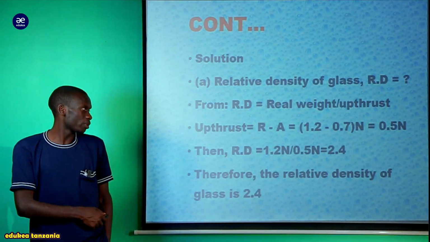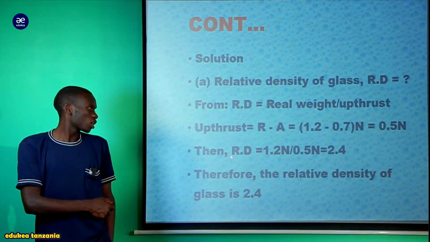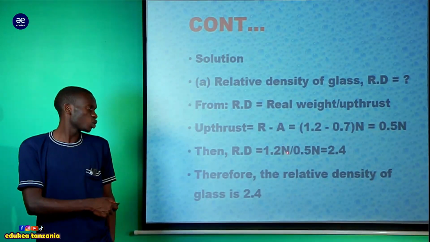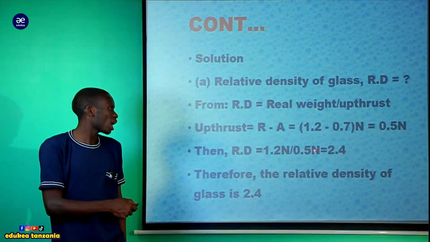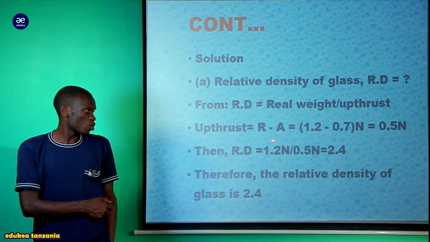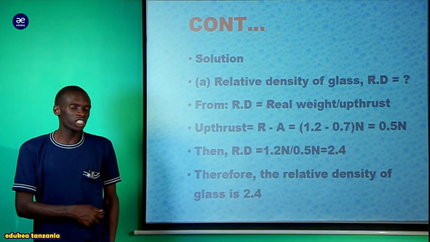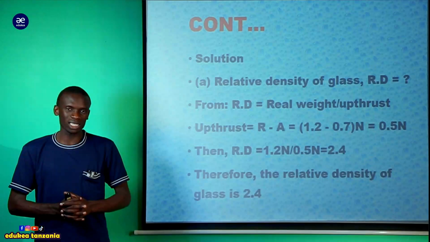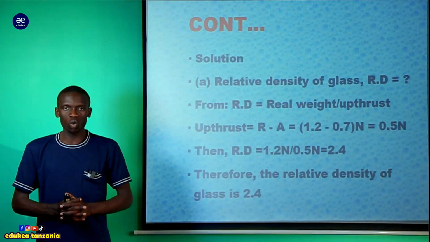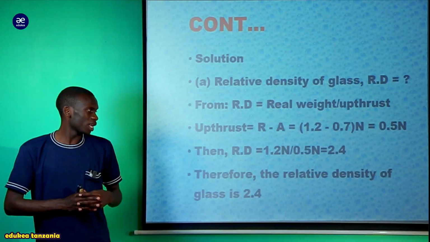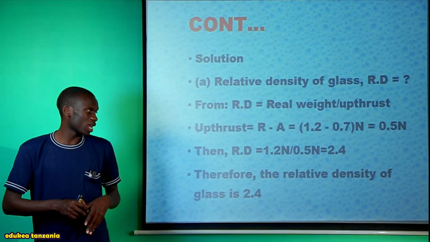So relative density is equal to real weight over upthrust, then real weight is equal to 1.2 Newton over upthrust, which is 0.5 Newton. If you calculate well, you get 2.4. That is the relative density of glass. Relative density of glass is equal to 2.4.